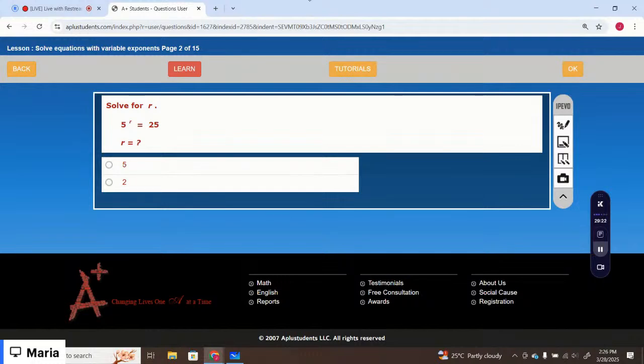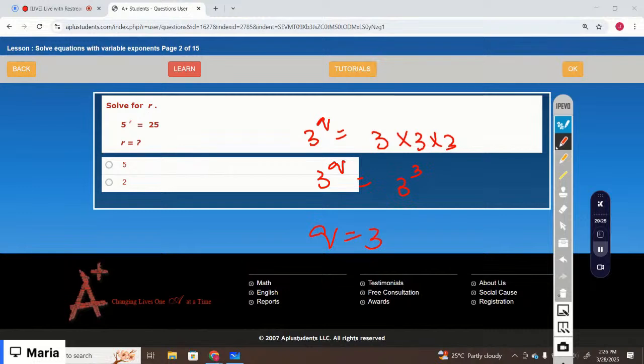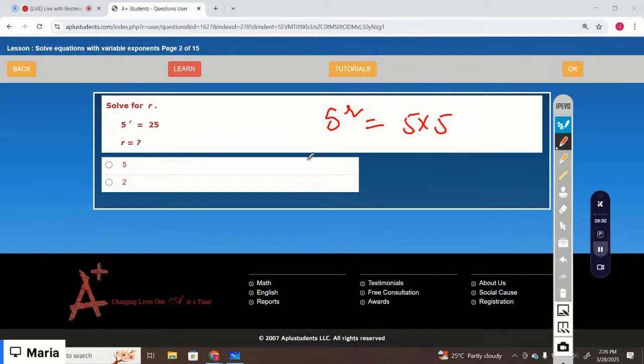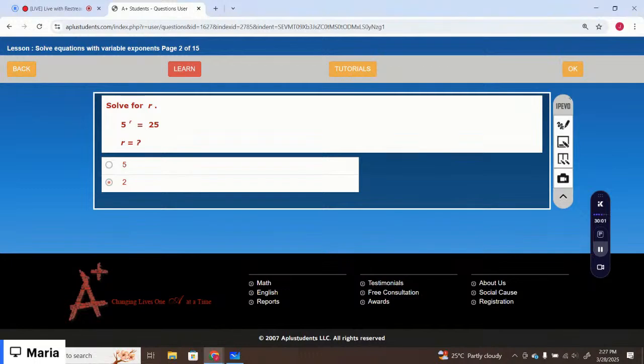Solve for R. 5 exponent R equals 25. So 25 is 5 times 5. 5 exponent R equals 5 squared. That is R equals 2. Option number 2 is the correct option. The correct option is 2.